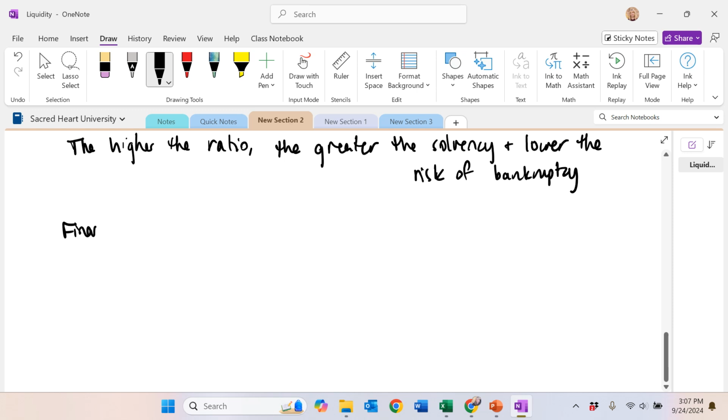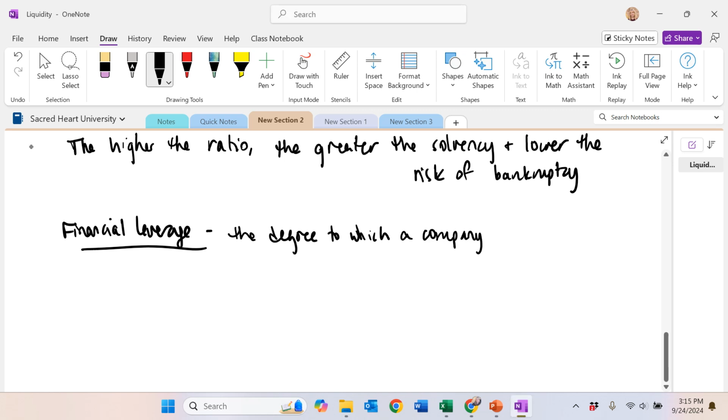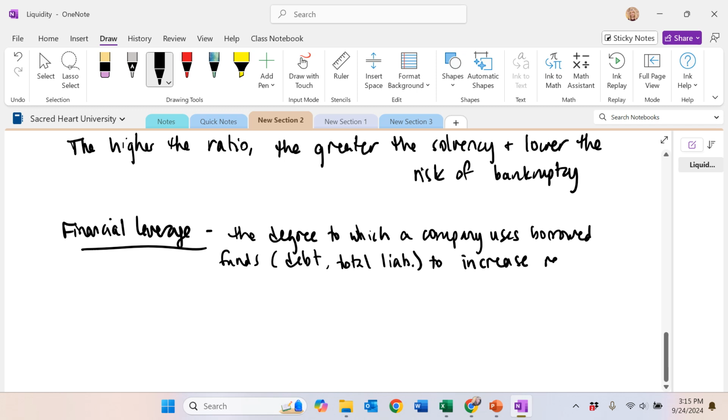Financial leverage is the degree to which a company uses borrowed funds, so liabilities, or we might use the term debt. We can consider this debt, or we can consider it total liabilities, to earn a return, or in other words, to increase returns to stockholders.